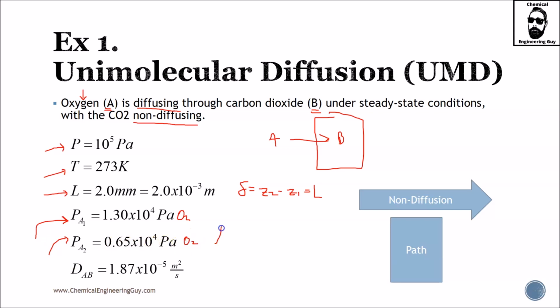So as you can imagine, the further away, the less oxygen we have, which makes a lot of sense because diffusion is stronger near the initial point and it declines as it goes to the final point. Diffusivity of oxygen in carbon dioxide is given as 1.87 times 10 to the minus 5 meters squared per second. This is a quick diagram. Oxygen goes through the path and diffuses in CO2.